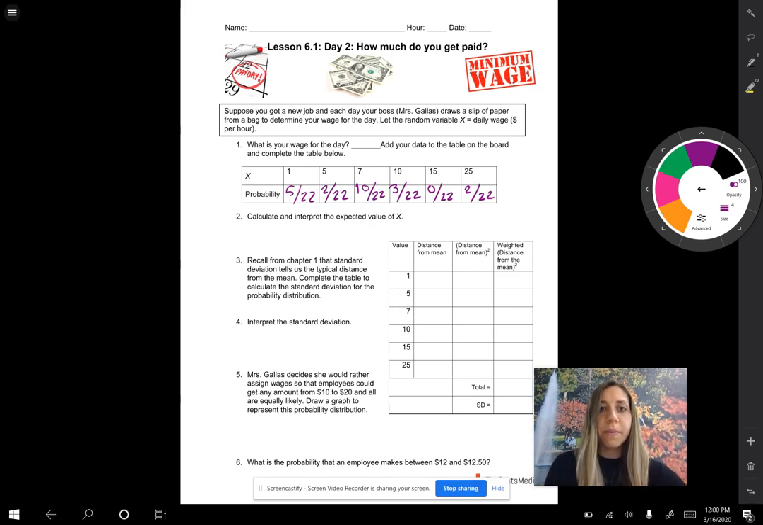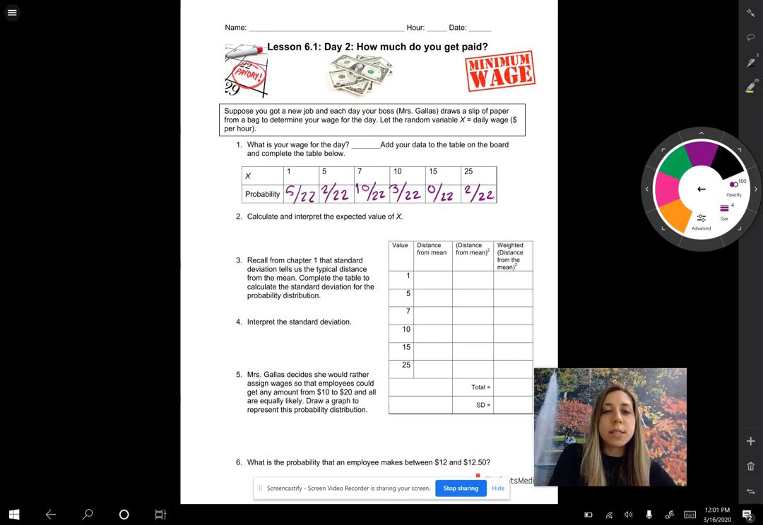How much do you get paid? Suppose you get a new job and your boss lets you draw slips of paper to determine your wage for the day. The wages are anywhere from $1 to $25. And we're just going to pretend that this is the breakdown up in the graph of what everyone got. So 5 out of 22 got $1, 2 people got $5, 10 people got $7, 3 people got $10, no one got $15, and 2 people got $25.